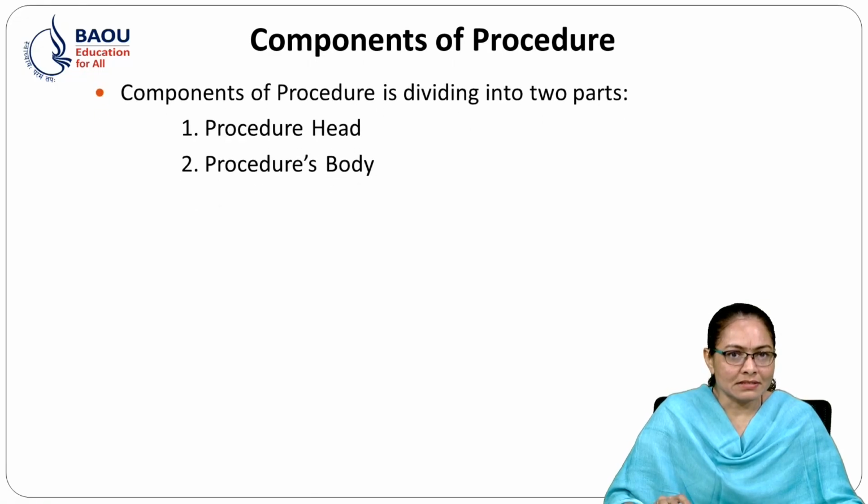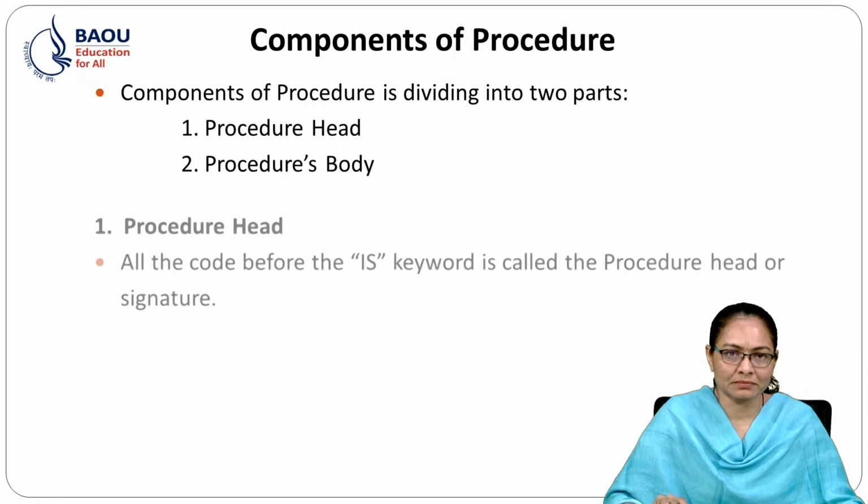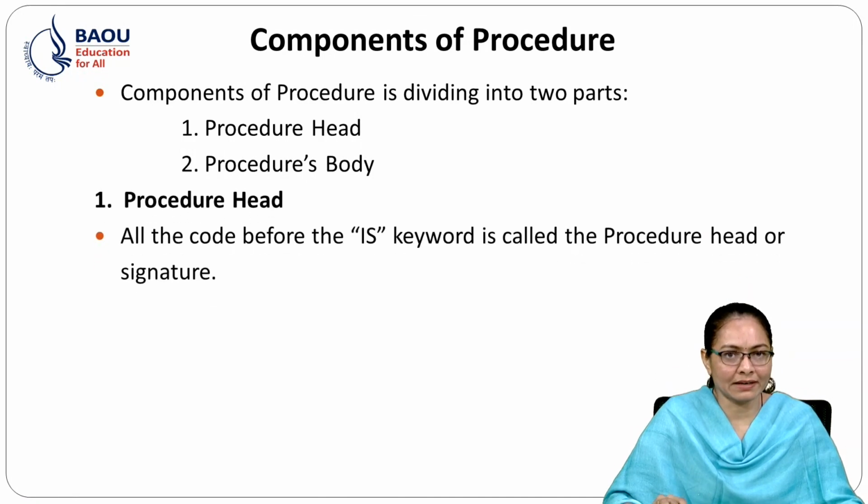We already discussed some components in the syntax of the procedure. This topic is included in our SLM. That's why, once again, to understand the procedure easily, we will divide the procedure into two parts: procedure head and procedure body. Now what is procedure head? Procedure head means all the code before the IS keyword is called the procedure head, or we can say the signature of the procedure, or also the procedure specification.